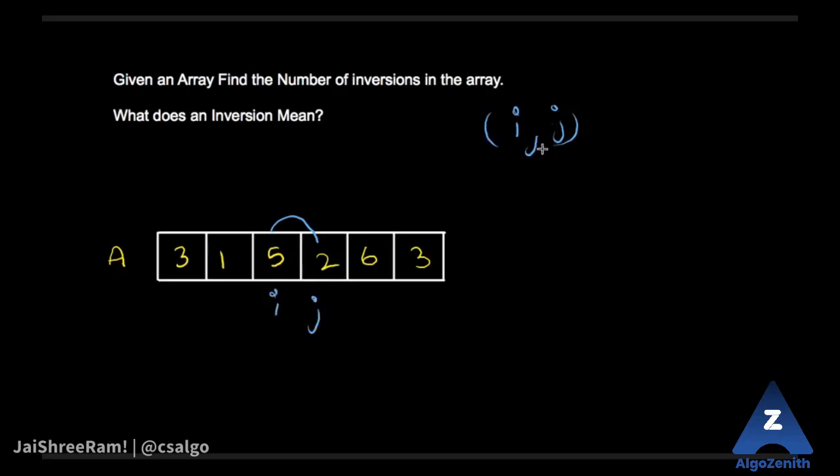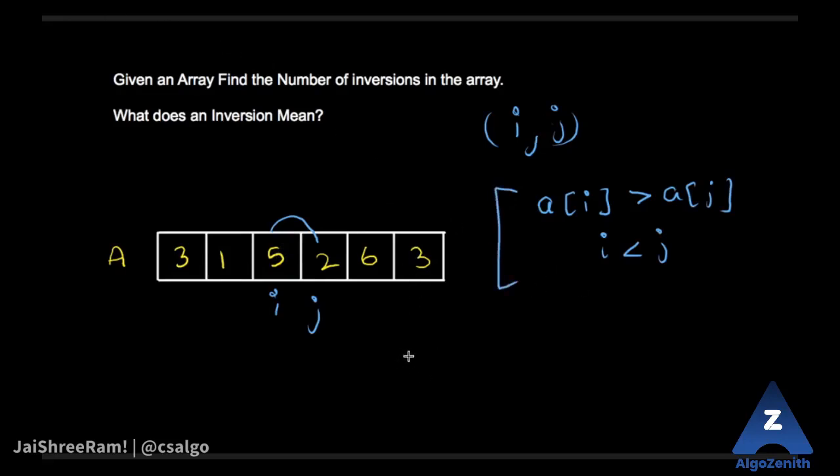The pair i, j is called inverted if a of i is greater than a of j and i is less than j. If for any pair these two hold true, that pair is called an inverted pair. The number of inversions in an array is the total number of pairs that are inverted. As simple as that. So you're basically given an array, and you have to find the number of pairs in the array which follow this condition. That's the whole problem statement.